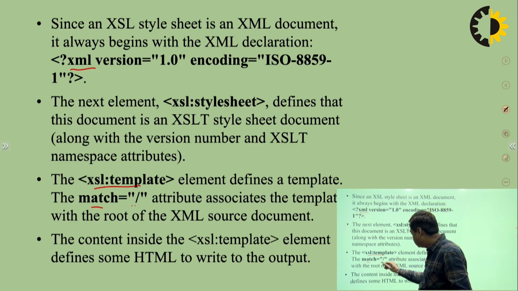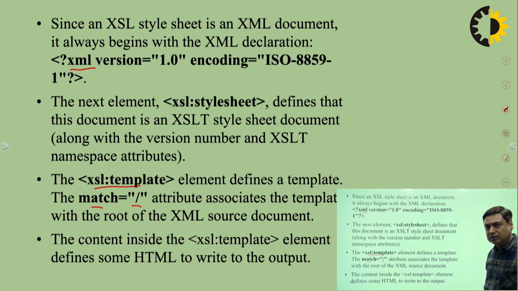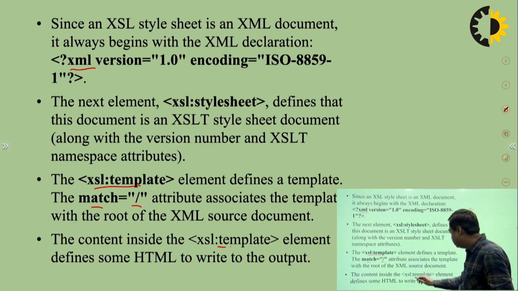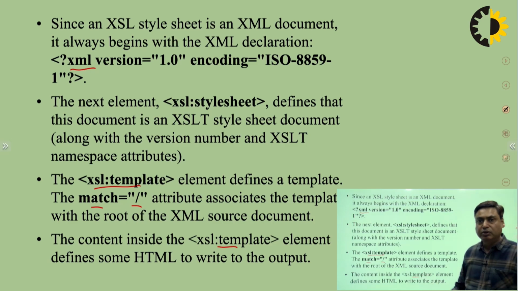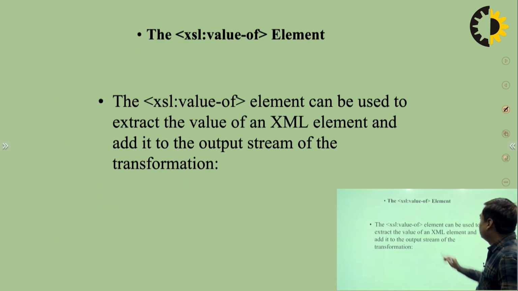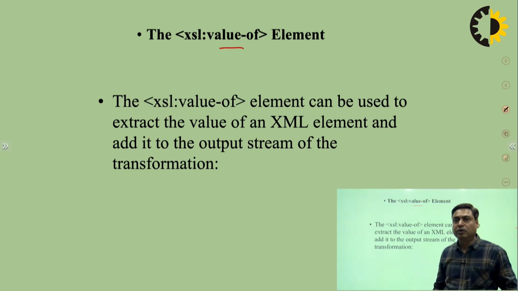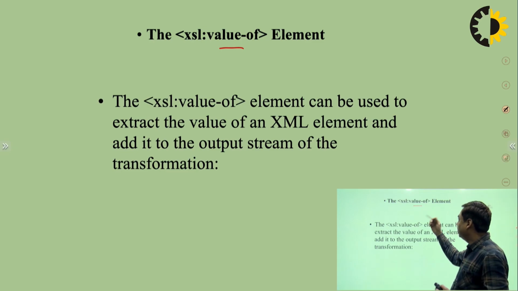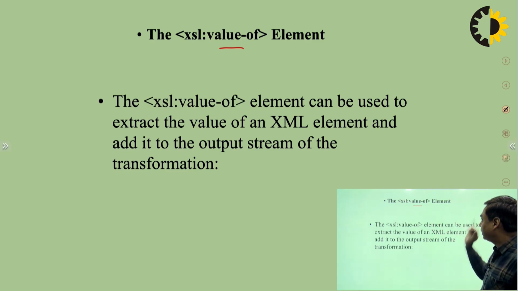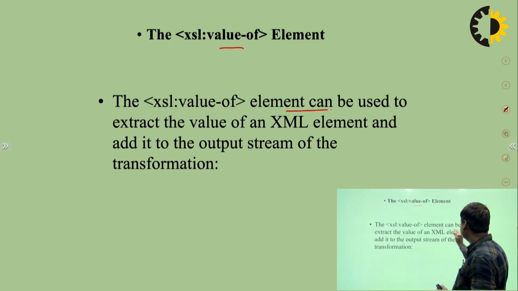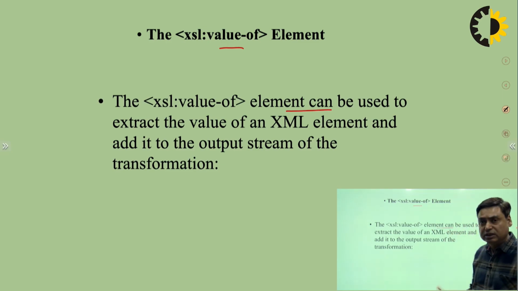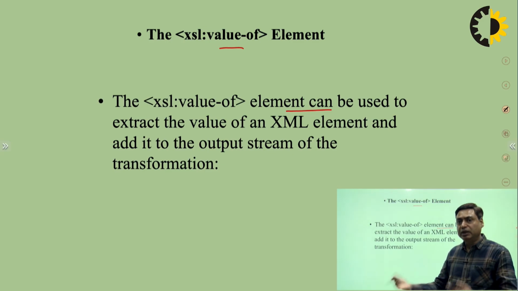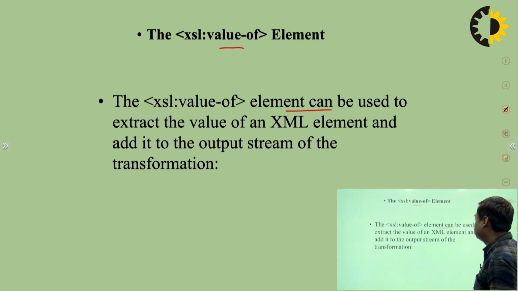This match slash indicates that we are navigating from the root element, and when the template is generated, the same template will be applied for each subset of the element of the XML file. Now, to take the value from the element of the XML file, we are using the value-of instruction of the XSL. Basically it is used to extract the value from the element, or you can say tag, of the XML.